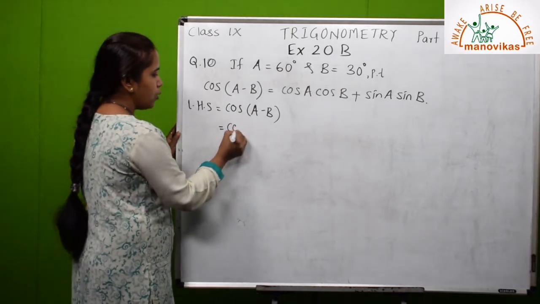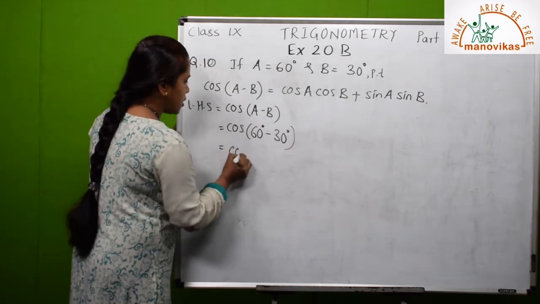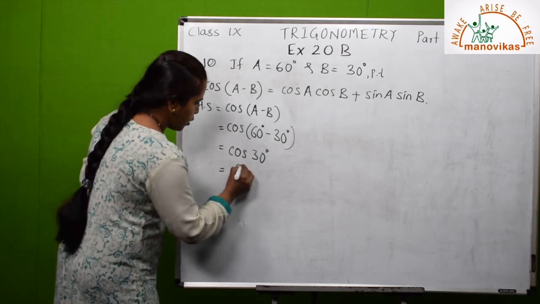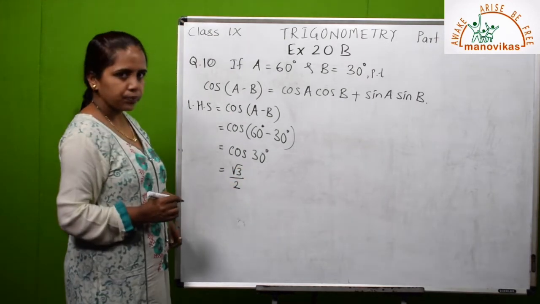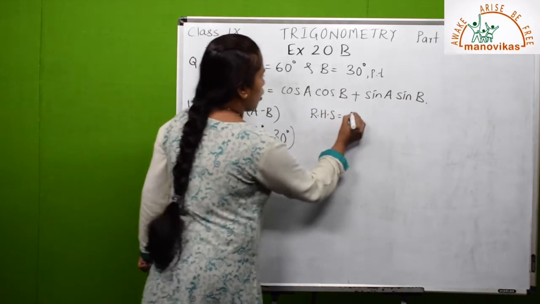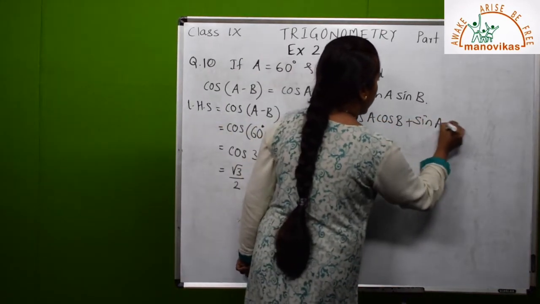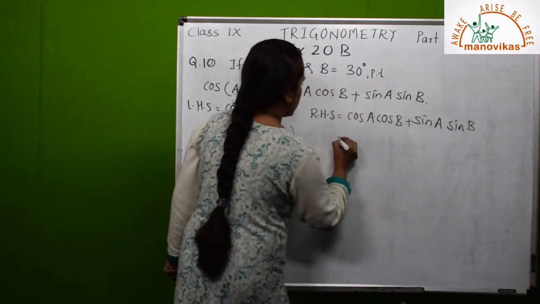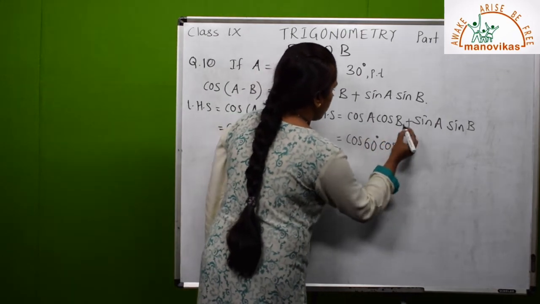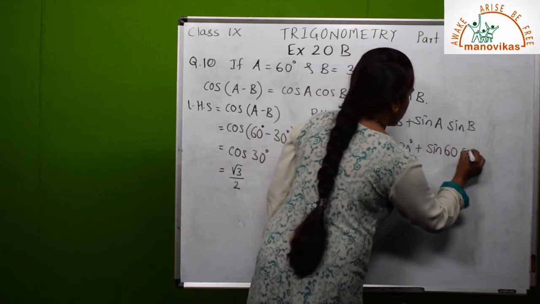Substitute the A and B values. So cos(60 minus 30 degrees), that is cos of 30 degrees. And what is the cos 30 degree value? That is root 3 by 2. Okay, this is LHS. Now RHS. Cos A cos B plus sin A sin B, which is equal to cos 60 degrees, cos 30 plus sin 60 sin 30 degrees.